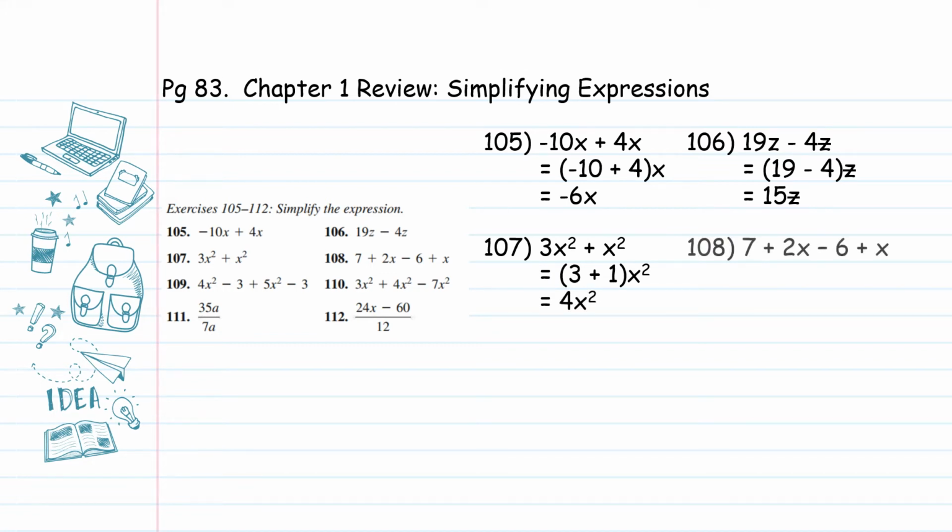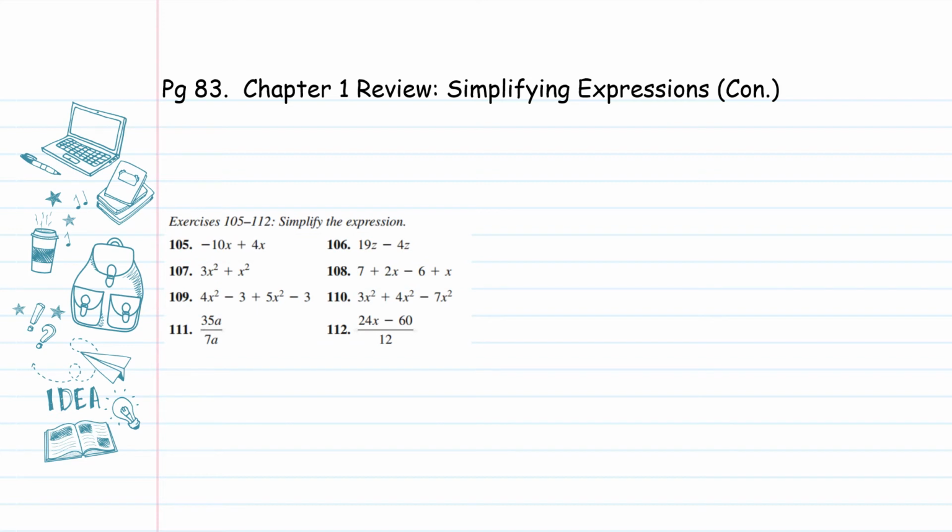In problem 108, it gets a little bit more complicated. We're going to do 7 plus 2x minus 6 plus x. So first we want to group our terms into like terms. So we have our whole numbers, 7 and negative 6, so we're going to do 7 minus 6, and that's added to our x terms, which is 2x plus x. This gives us a result of 1 plus 3x.